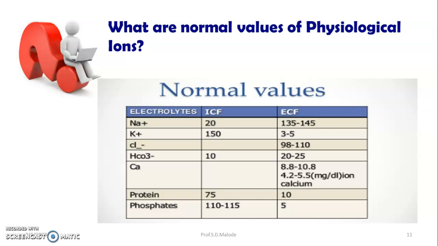Calcium is also present in extracellular fluid compartment. Its concentration is 8.8 to 10.8, while there are traces of proteins, which are majorly present in intracellular fluid compartment, while phosphate is also a major electrolyte present in intracellular fluid compartment, that is 115 milliequivalents. So these are the normal values of physiological ions.